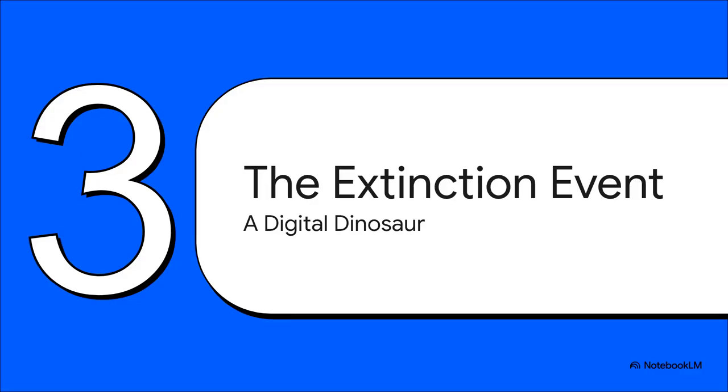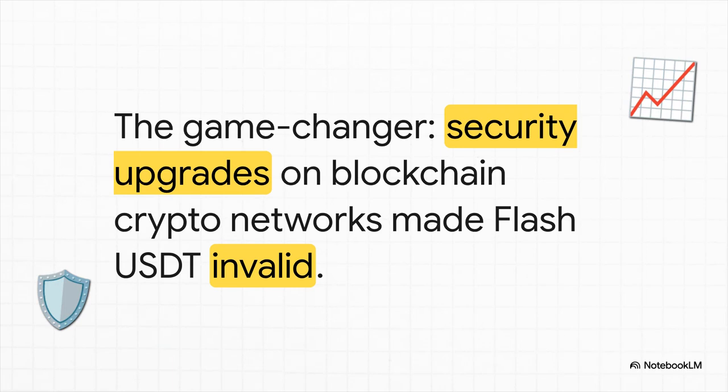So, if this scam was a real thing, where did it go? Why don't we see it anymore? Well, that brings us to the extinction event. Let's dig into why Flash USDT is basically a digital dinosaur. The answer is actually pretty straightforward. The technology just got better. The very blockchain networks these scammers were taking advantage of, well, they got smarter. Crucial security upgrades were rolled out that could spot and invalidate these fake tokens instantly. The whole scam just became impossible to pull off. The ecosystem basically evolved and wiped this predator out.